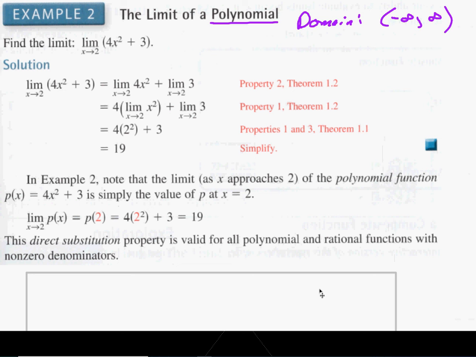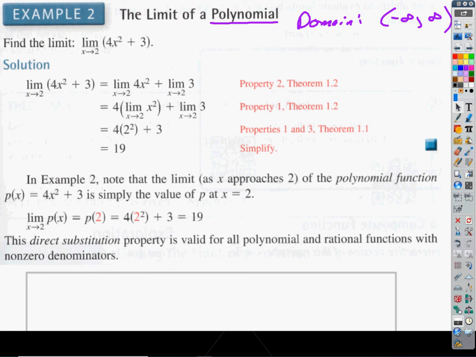I'm just going to plug 2 in for x, and I'm just going to end up getting 4 times 2 squared plus 3 gives me 16 plus 3 is 19, piece of cake. Okay, it's not complicated at all. I'm just going to substitute directly, piece of cake.